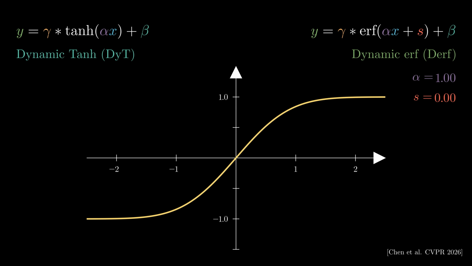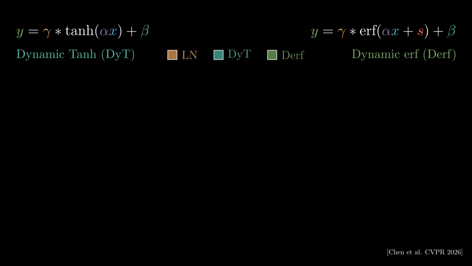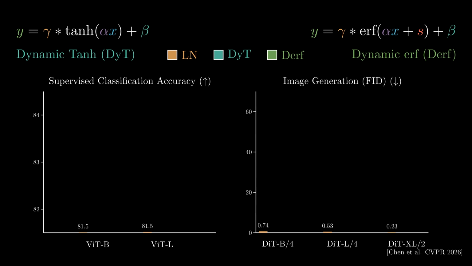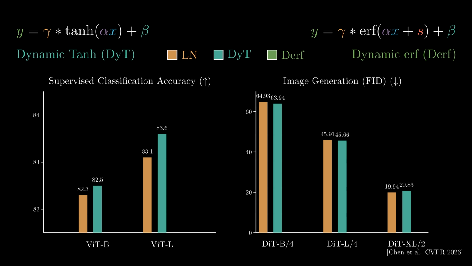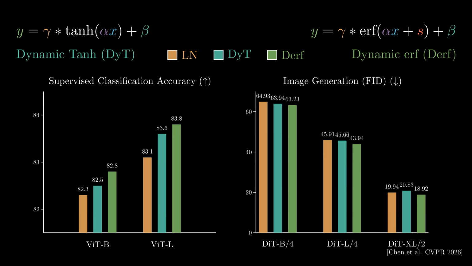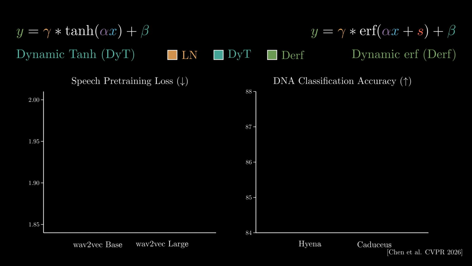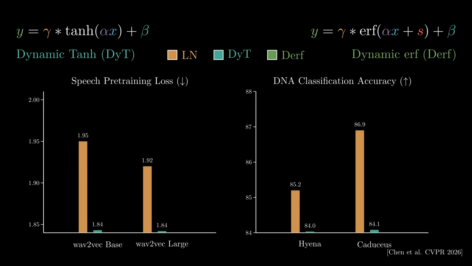Now we can measure the performance of these layers on diverse problems. We have ImageNet 1K classification accuracy on the left and image generation quality on the right. The previous hyperbolic tangent layer can match the performance of layer normalization. Surprisingly, the new dynamic ERF layer surpasses both alternatives. The same trend holds for other problem settings, including speech models and the long-range DNA sequence modeling task.